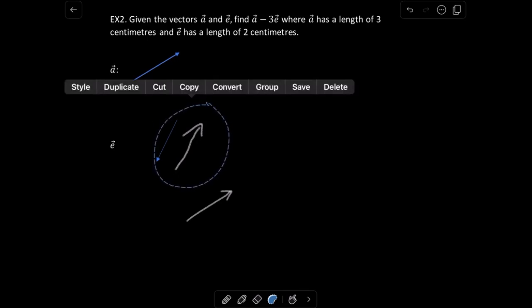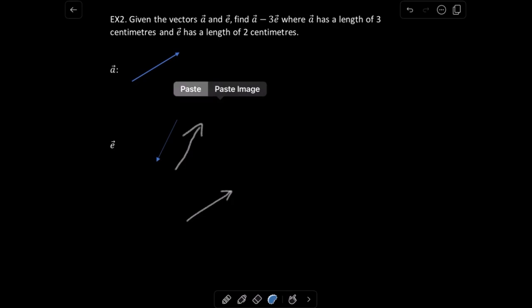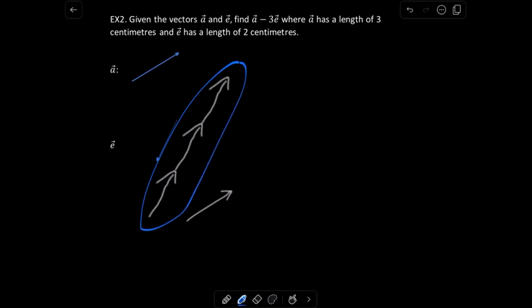So to be quite accurate, what I'm going to do is use the cool cut and paste tool on my tablet. Here we go. So this here is minus 3 times the vector e, and we can get rid of these original arrowheads and we can just connect it.